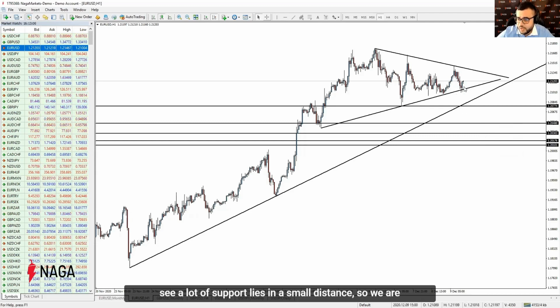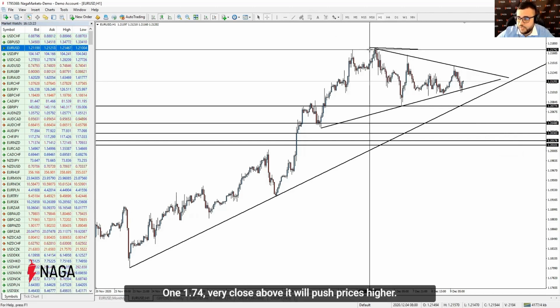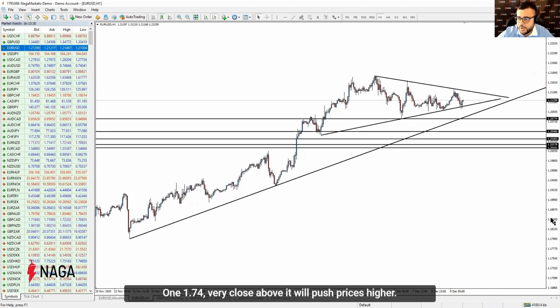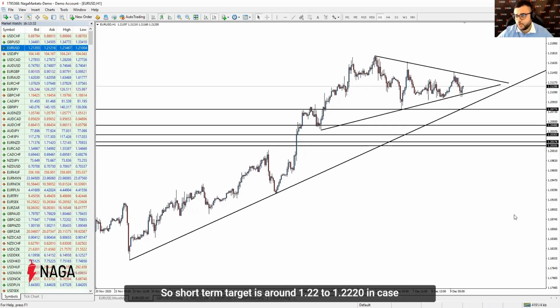So we are expecting euro to continue higher. For that, it should break outside of this triangle first. And if we have a clear break, then euro can target this high here around 120.174. A daily close above it will push prices higher. All right. So short-term target is around 122, 122.20.